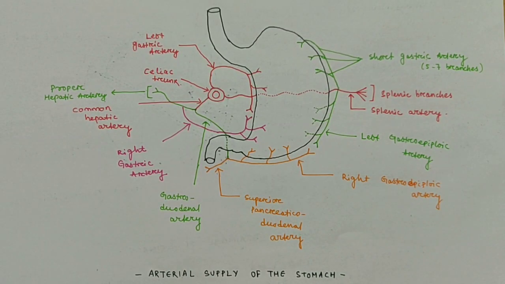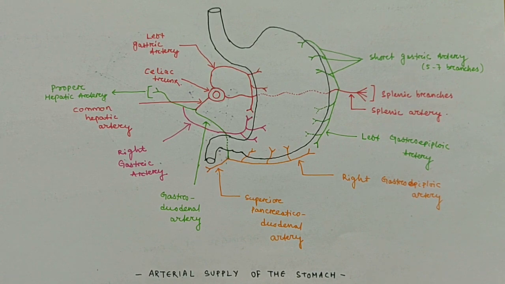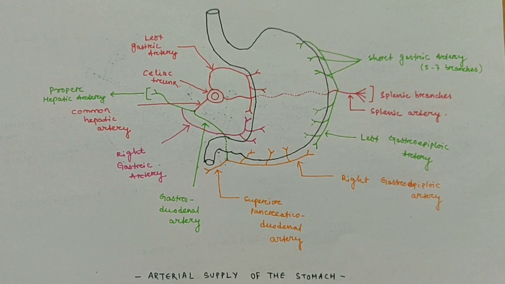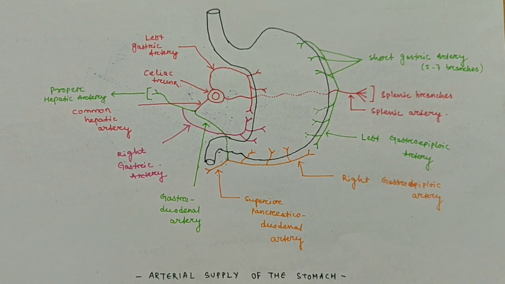In the last video, we discussed the stomach bed. Today we are going to discuss three topics: blood supply of the stomach, lymphatic drainage of the stomach, and nerve supply of the stomach. Let's start with blood supply of the stomach. Blood supply means both arterial supply and the venous drainage.